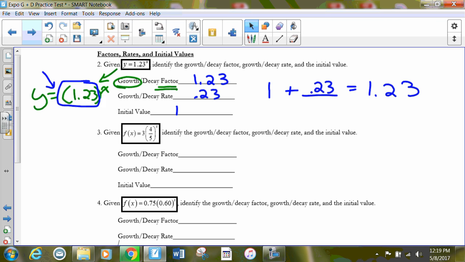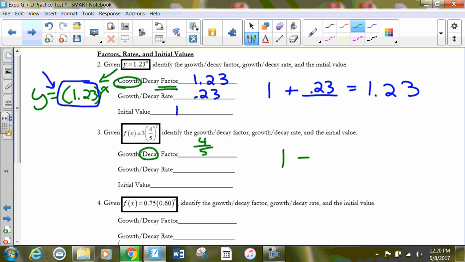We can tell it is a decay, right? It's going to be a decay because 4/5 is less than 1. So our decay factor, it's a fact that 4/5 is in my equation, so 4/5 is my factor. To find my rate, I'm going to say, okay, decay is whatever is below 1. So for our rate, we're going to find out how much below 1 is 4/5. And if you think about it, 1 minus 1/5 is 4/5. So our rate is going to be 1/5.